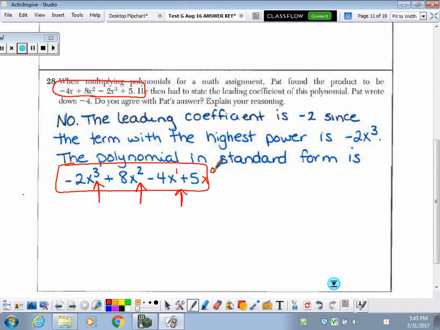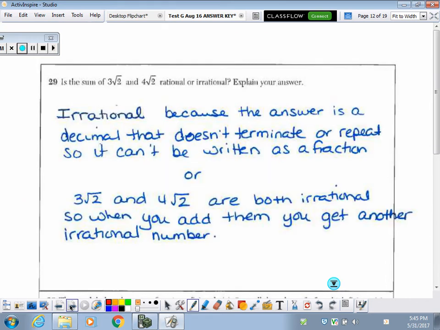So going down, when it's in standard form, your leading coefficient is the number in front of the highest exponent here, which is going to be first in line in your polynomial. Okay, going to number 29.